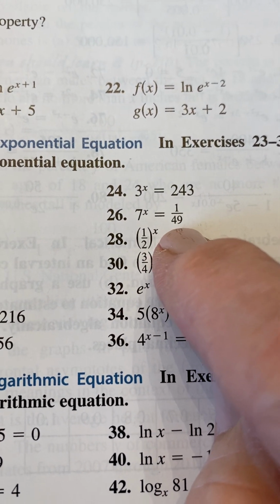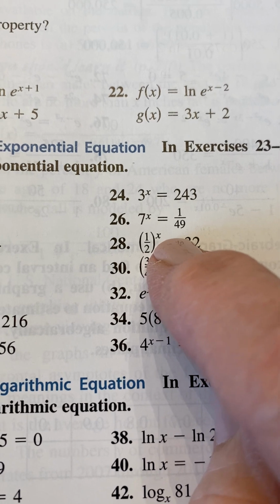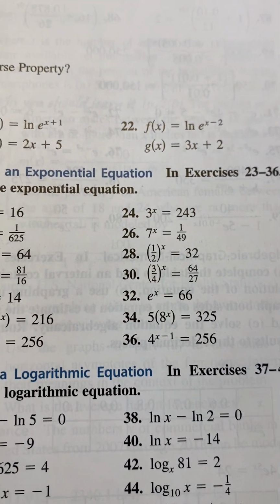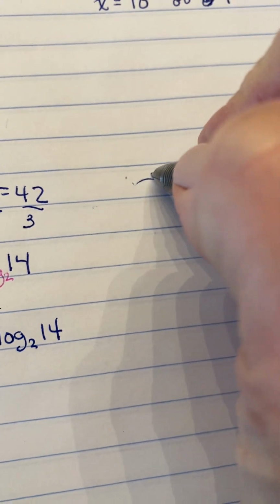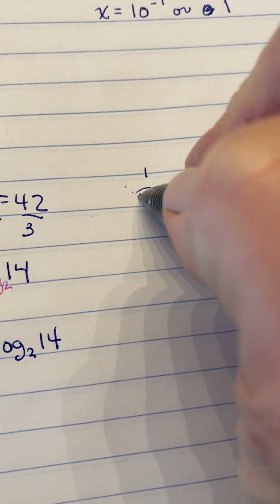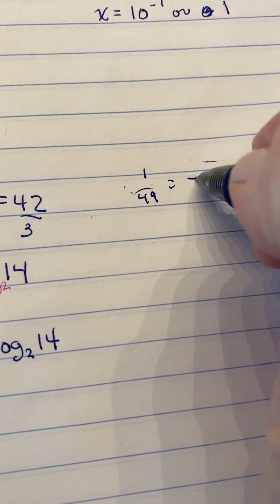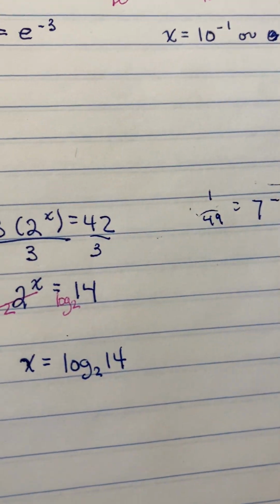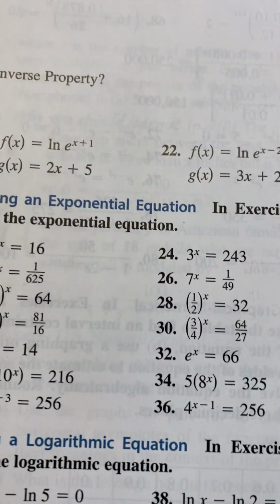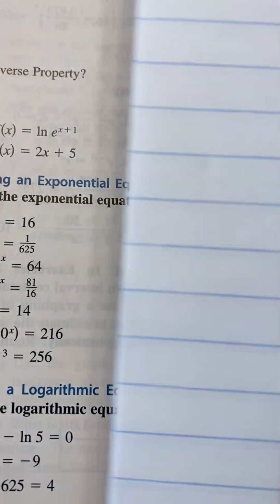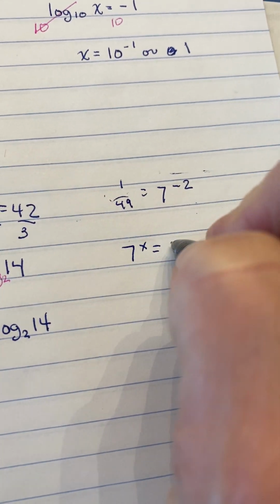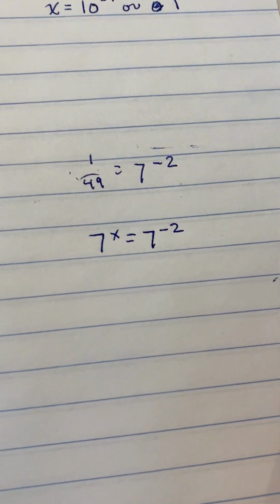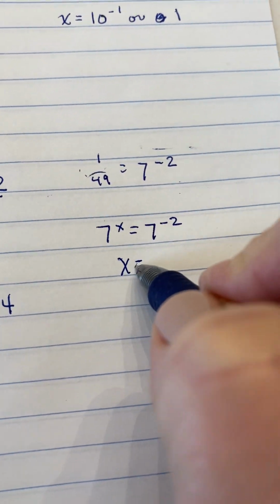All right, this one should be easy to do without the calculator. 49 is 7 squared. So 1 over 7 squared would be 7 to the negative 2. So we have 1 over 49 is the same as 7 to the negative 2. So then we have 7 to the x equals 7 to the negative 2. And drop your bases, so x would equal negative 2.